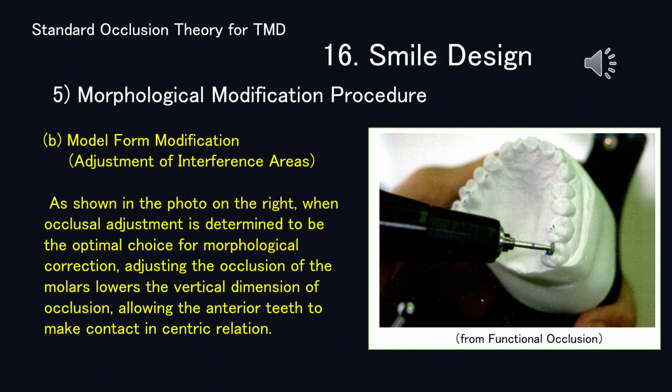B. Model form modification. Adjustment of interference areas. As shown in the photo on the right, when occlusal adjustment is determined to be the optimal choice for morphological correction, adjusting the occlusion of the molars lowers the vertical dimension of occlusion, allowing the anterior teeth to make contact in centric relation.